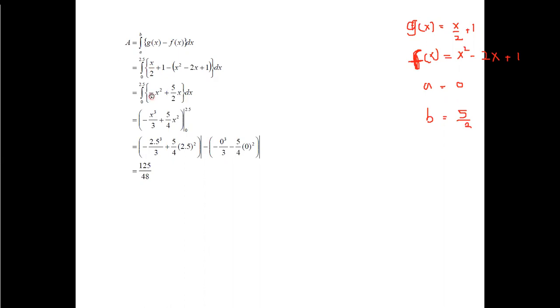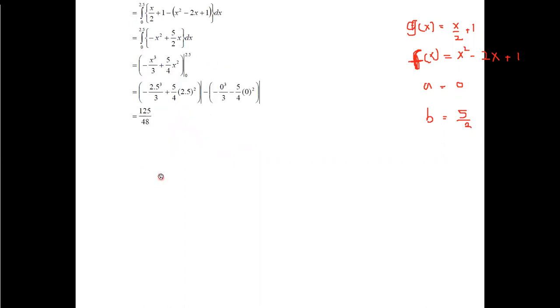If you integrate minus x squared with respect to x, you will get x cubed divided by 3. And if you integrate the other part, you will get 5 divided by 4 times x squared. Thereafter, you integrate the function over the interval 0 to 2.5. The upper limit has to be substituted first, and then the lower limit. Once you perform this calculation, you get 125 divided by 48. Therefore, the area bounded by these two graphs is 125 divided by 48 square units.